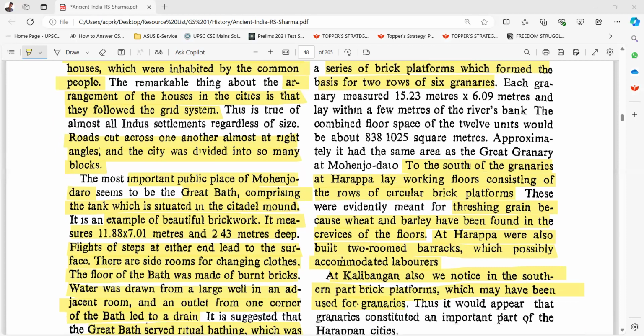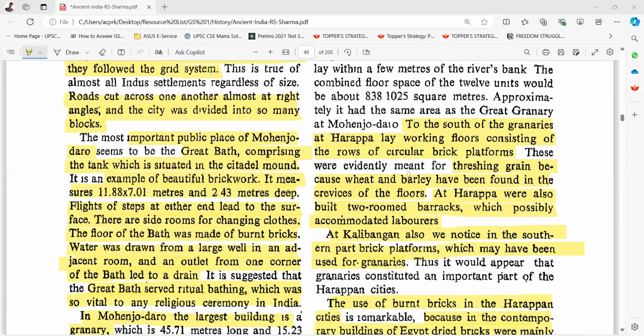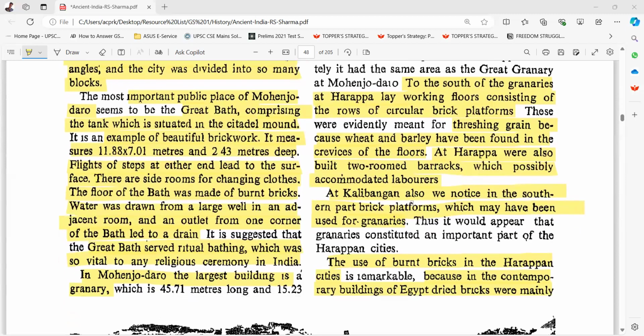Approximately, it had the same area as the Great Granary at Mohenjo-daro. To the south of the granaries at Harappa lay working floors consisting of rows of circular brick platforms. These were evidently meant for threshing grain because wheat and barley have been found in the crevices of the floors. At Harappa were also built two-roomed barracks, which possibly accommodated laborers.